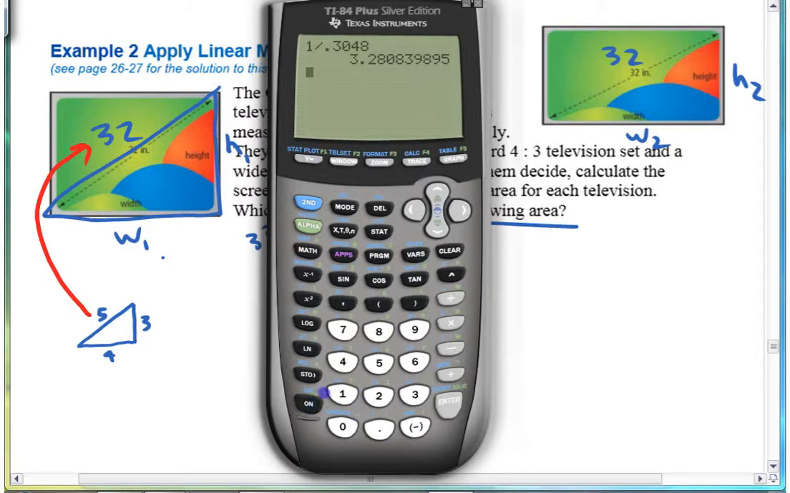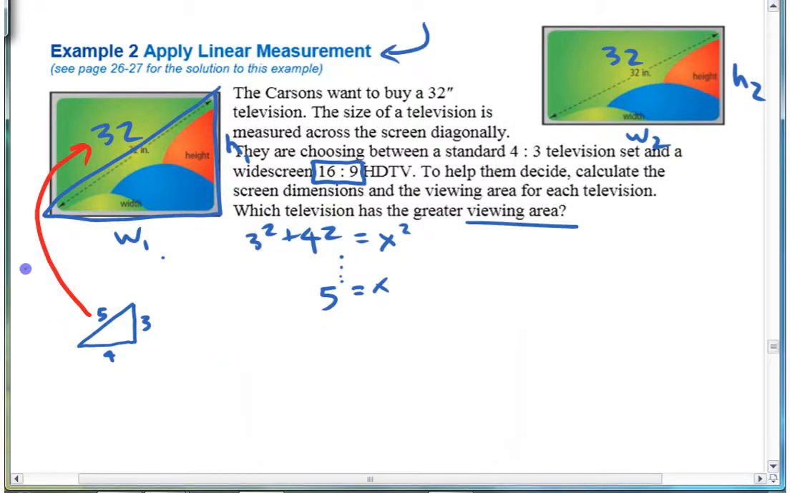So if you divide 32 divided by 5, that scale factor is 6.4. Okay, so I'm going to say times 6.4. That's the scale factor for that TV. In other words, this is 6.4 times as big as this little triangle I drew here. So you can do the same with the other measurements then, right? This is going to be times 6.4, and this is going to be times 6.4.